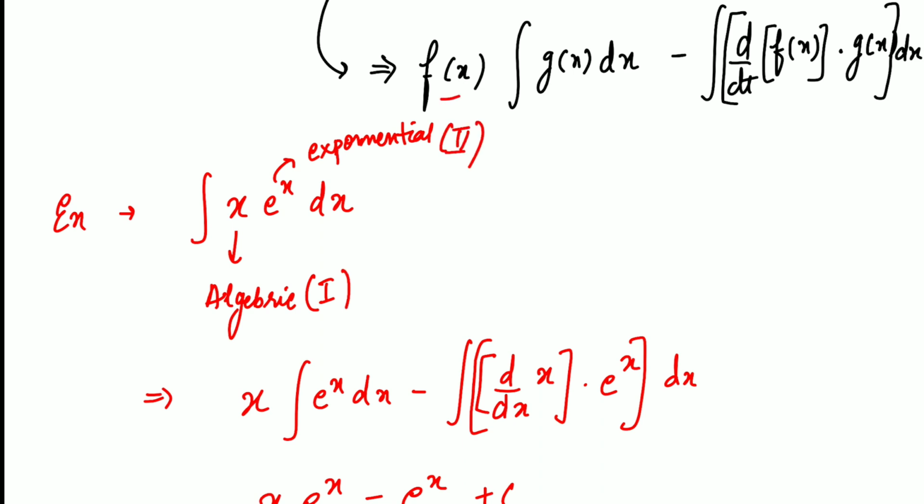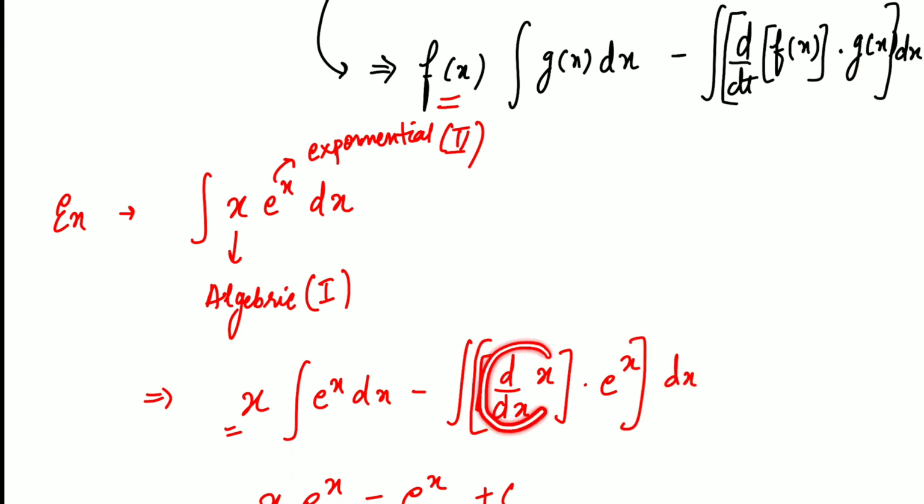So the first function will always come out, that is your x, then you will integrate your second function. So I am integrating my second function e^x dx. Then with a minus sign, integrate the differentiation of your first function: differentiating my first function, multiplied by the integral of my second function, the whole integration of the entire thing, right?